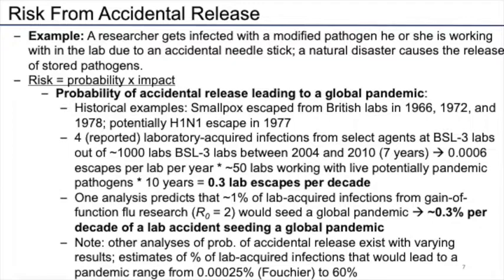Of course, these are only looking at select agents, but those are the agents that we're presumably the most worried about. If you just take that as a base rate, you end up with about 0.006 lab escapes per lab per year. If we extrapolate that number towards the number of labs currently working with live potentially pandemic pathogens, which is about 50 worldwide, over a time frame of a decade, we can expect about 0.3 lab escapes for the next decade.